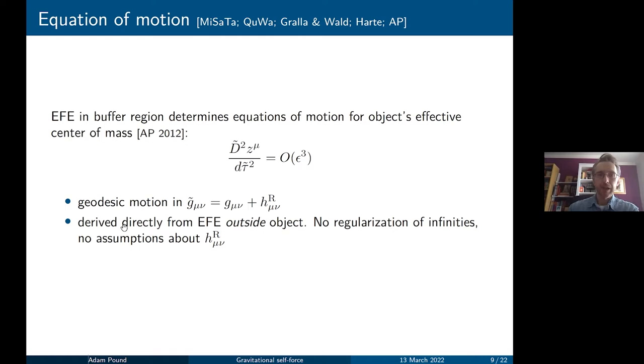And I want to stress that this is derived directly from the Einstein equations outside of your small body. I'm not doing any kind of regularization method. There's no infinities. There's no assumptions about what HR is. All I'm doing is solving the Einstein equation. And this is what pops out, this equation of motion.